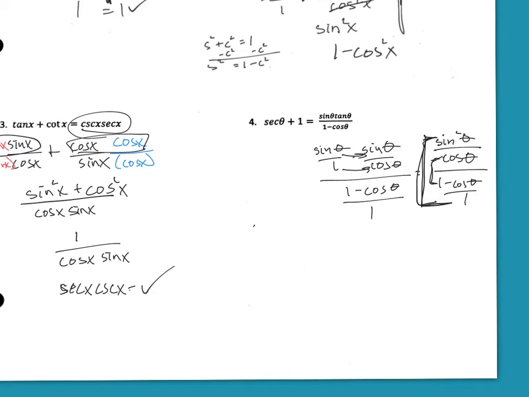Or if you want to think of it as this is sine squared theta over cosine theta divided by 1 minus cosine theta over 1, which means you have to invert and multiply. So we're going to have sine squared. This is already taking up too much space, but I wanted to write it out. Sine squared over cosine times 1 over 1 minus the cosine.